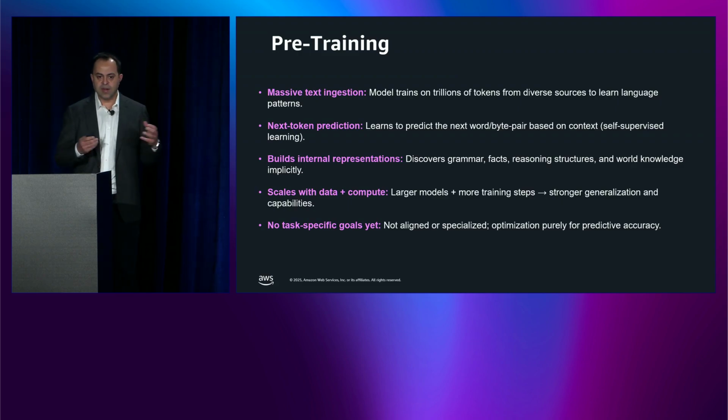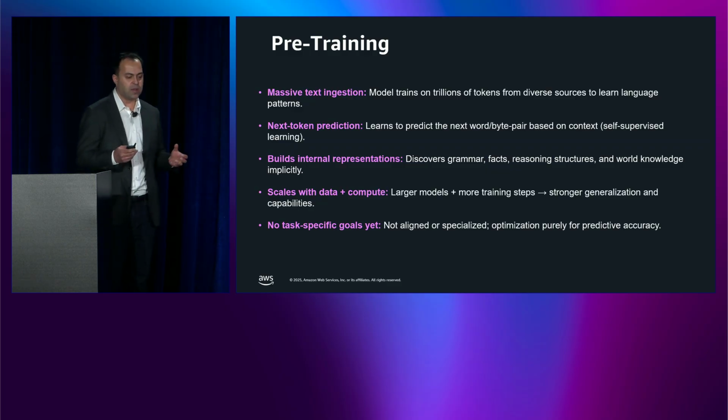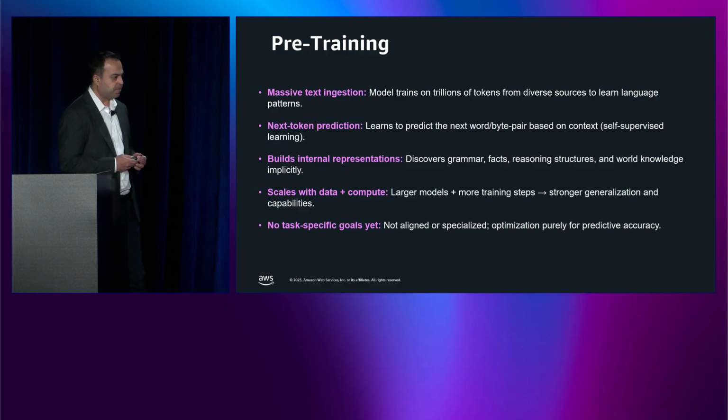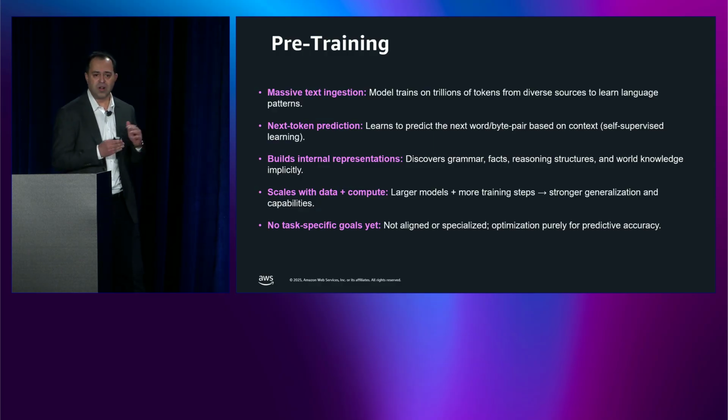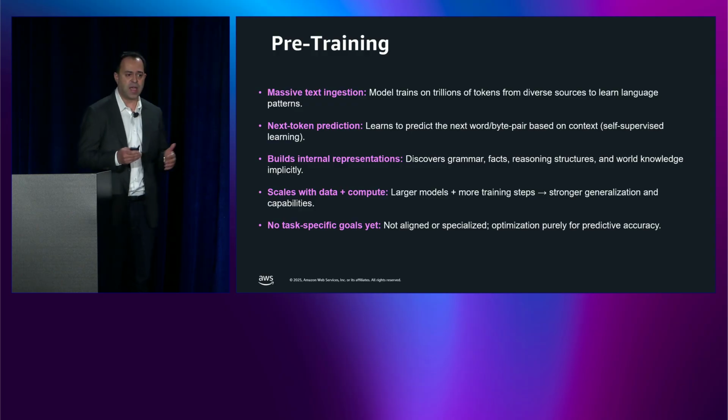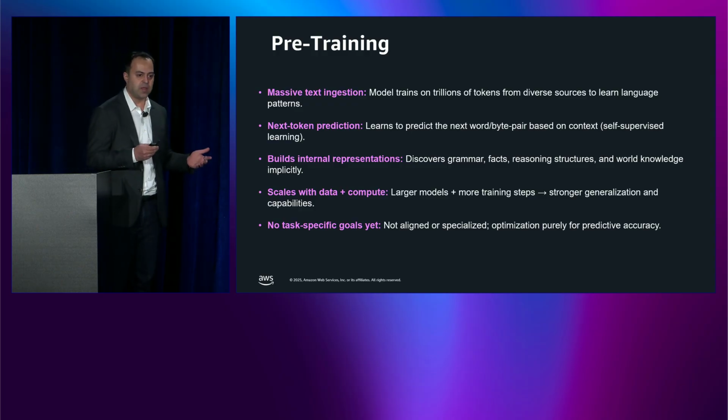Also, while there are different scaling laws today, generally speaking, with larger models, more training steps, more compute and more data, models achieve stronger generalization and capabilities. Now, note that at the pre-training stage, the model is not learning how to execute a particular task or how to become an expert in any one topic.